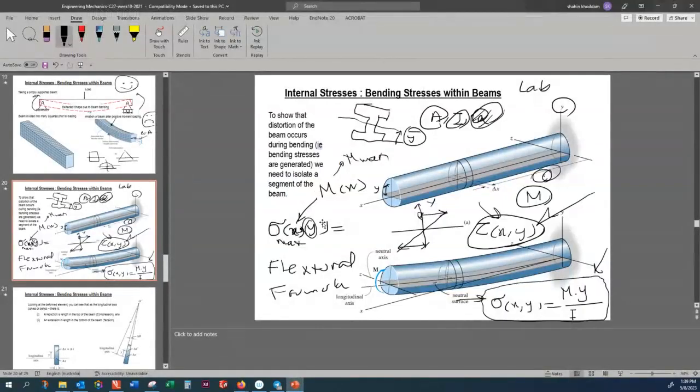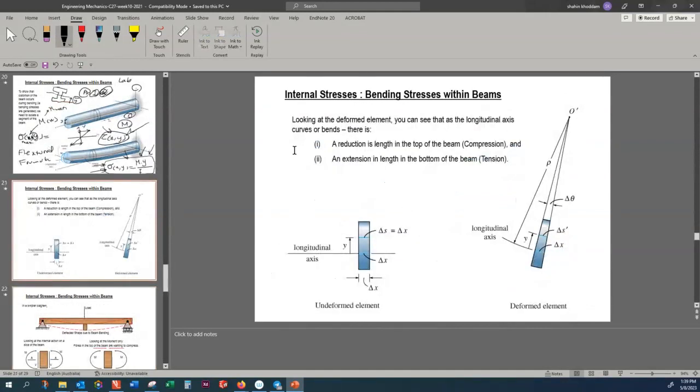How do we derive the flexural formula? Deriving the flexural formula is not examinable. I go through the derivation, but don't worry if you find that too complex. If you don't like it, that's okay.